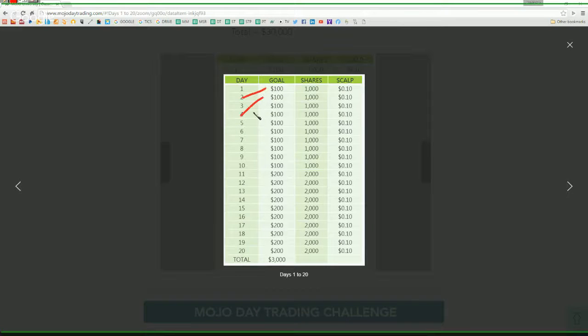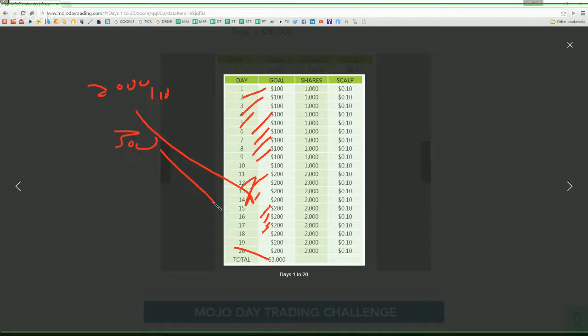Go 100, 100, 100, 100, 100, 100. If you make over that, wonderful. 200, 200, 200, 200, 200, 200. In 20 days, you got 3 Gs. You only started with 2 Gs. So you either made 100%, 110. You started with 3 Gs, you made 100%. You started with 5 Gs, you made 80%. Does everyone follow?